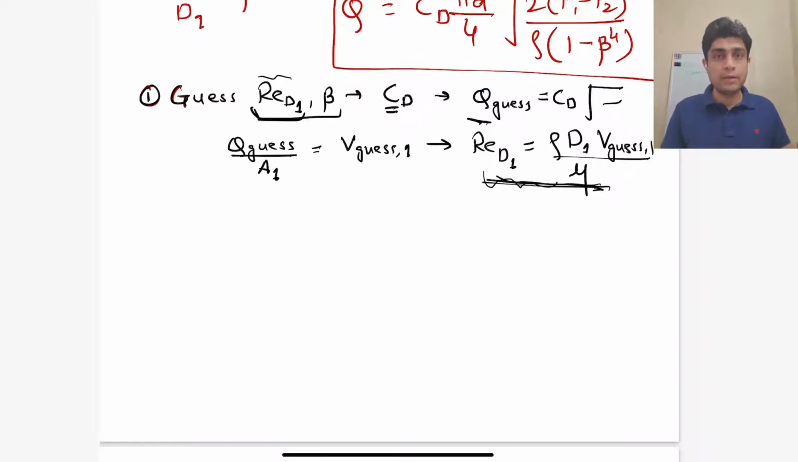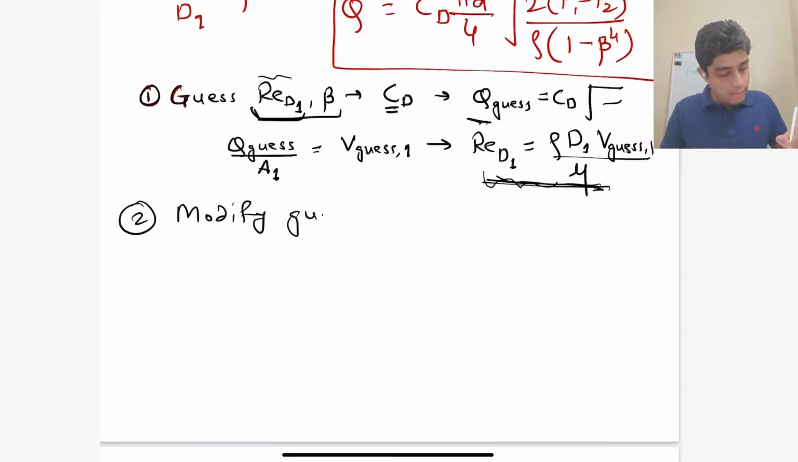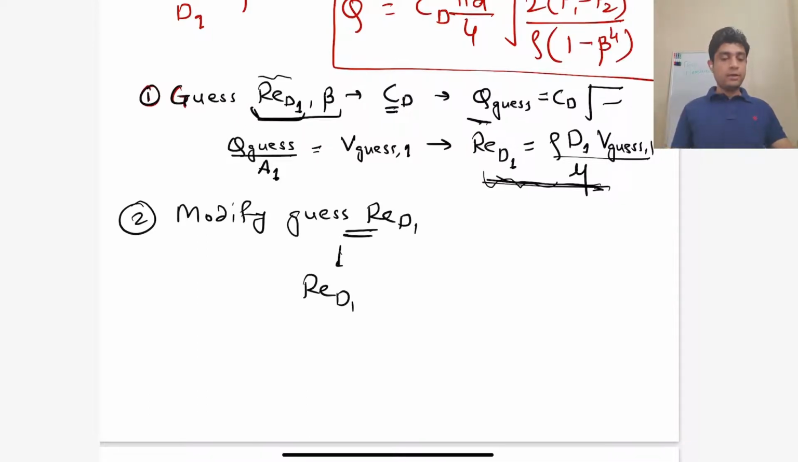But if these Reynolds numbers don't match, then what you do is you modify your guess and then repeat this procedure again, and from the flow rate find out the Reynolds number again and see if they are matching. And you repeat this till you achieve convergence. And many a times computer programs are used for this iterative procedure, and they are also given with the device from the manufacturer.